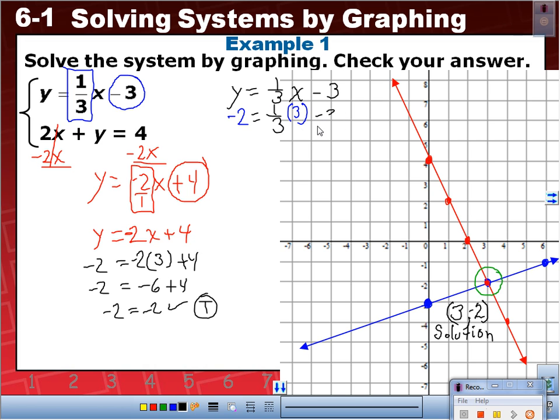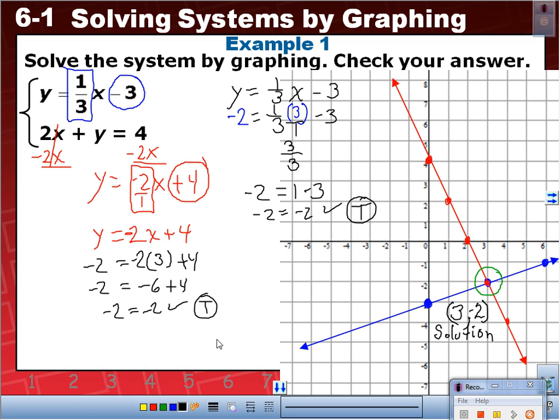1/3 times 3 minus 3. What is 3 times 1/3? That is 3 over 3. What is 3 over 3? 1. I'm going to bring down the -3, the equals, and the -2. What is left here? -2. Is -2 equal to -2? Yes, and that is true. So guess what? Since this point is true for both equations, that's why it's the solution to the system. When a point is true for both equations, it's the solution to the system. What is the system? These two equations.